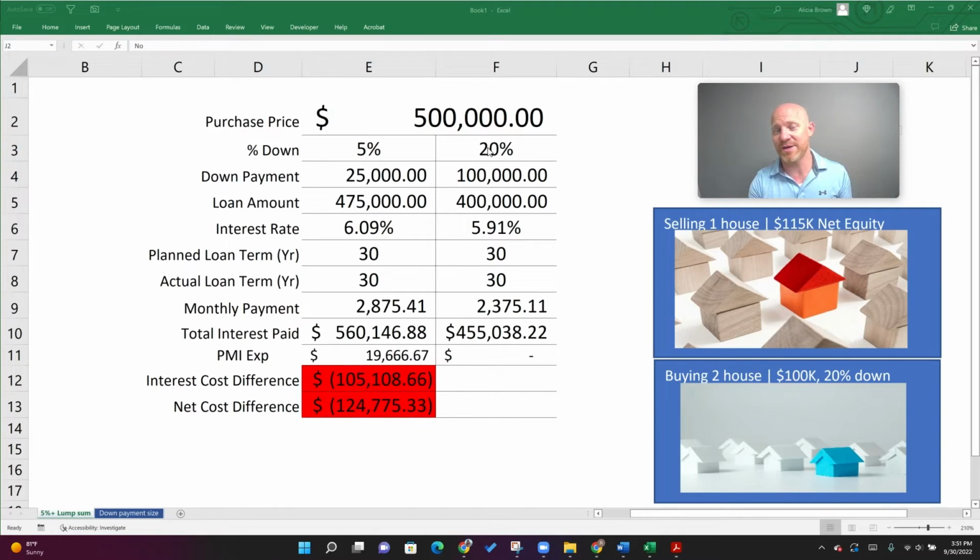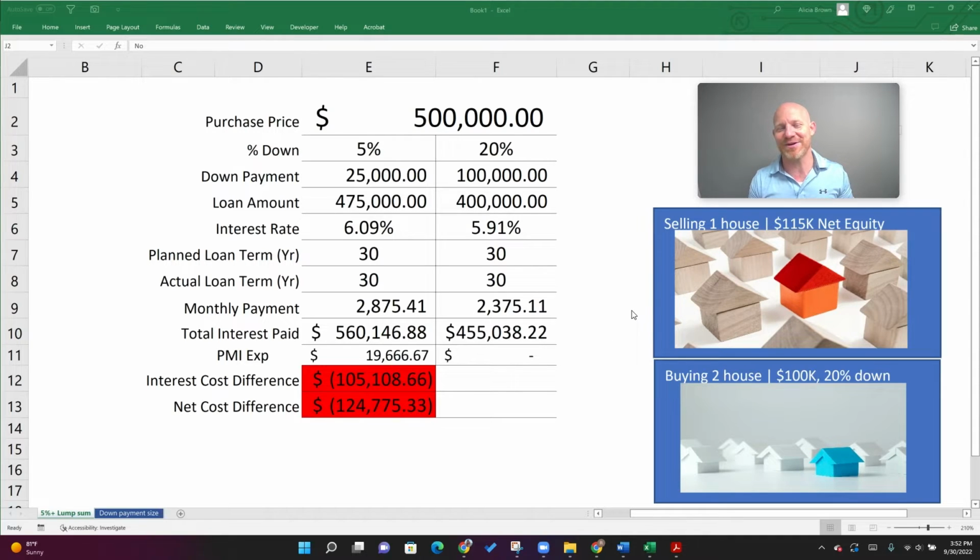What the 20% down payment does is it makes the bank look at you like a better borrower. They're like, hey, this person is serious about that loan. They are sophisticated. We're going to give you a nice 5.91% interest rate in today's rates. And we're not even going to make you pay any private mortgage insurance.